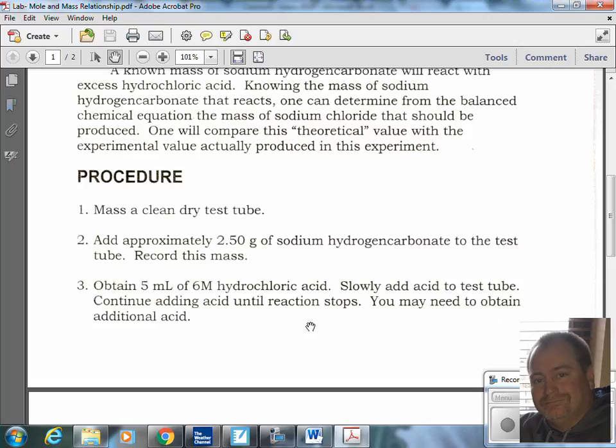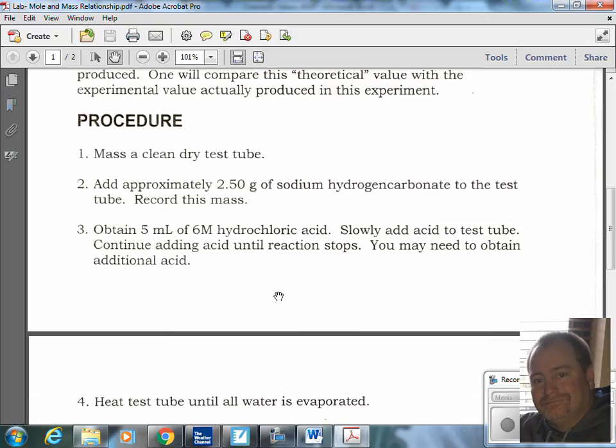of the 6 molar hydrochloric acid. Now I'm going to put the 6 molar hydrochloric acid in the fume hood just because there's a chance that the vapors from this could burn your nose. I don't see that happening. Usually when that happens, it's with 12 molar, but we're going to take that safety precaution anyway.